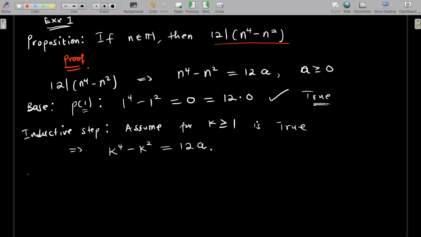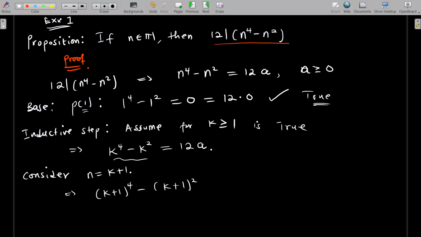Now let's consider something. That is how I solve my induction problem. Consider n equals k plus 1. When n equals k plus 1, let's put k plus 1 here and see if we can simplify that into 12 multiplying a. This will imply that we'll have k plus 1 to the 4th power minus k plus 1 squared. Now I want to rewrite this. There's a little trick here. I will solve a similar problem, and that one I hope you get it.